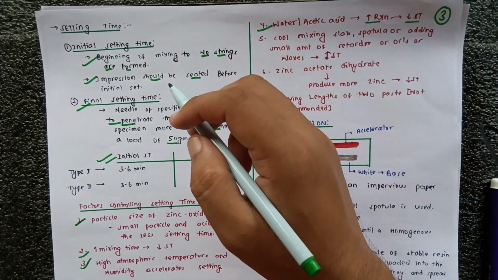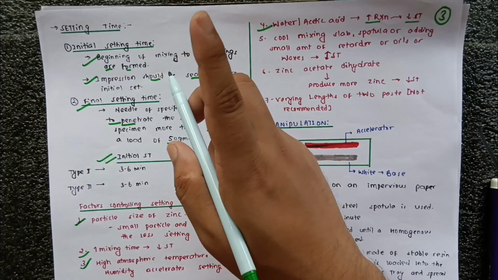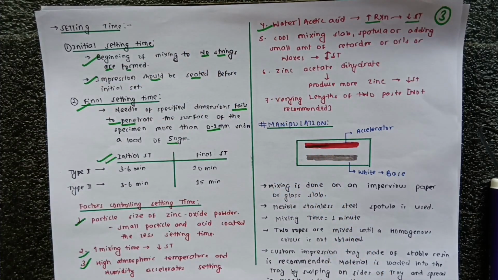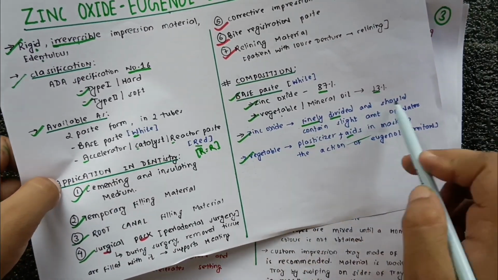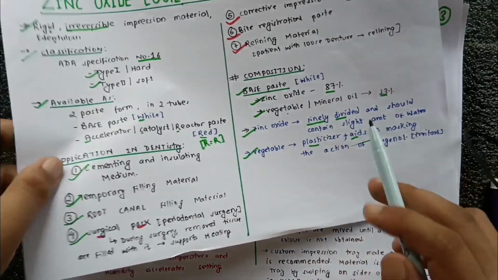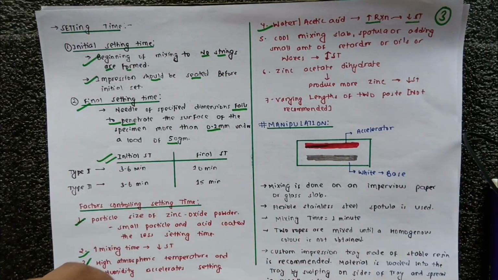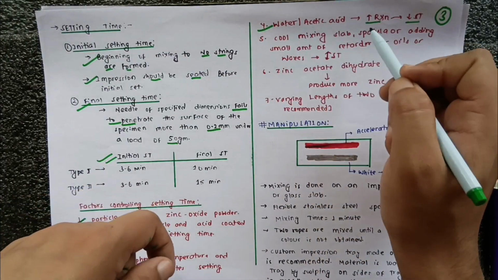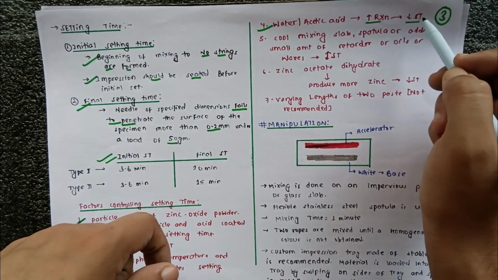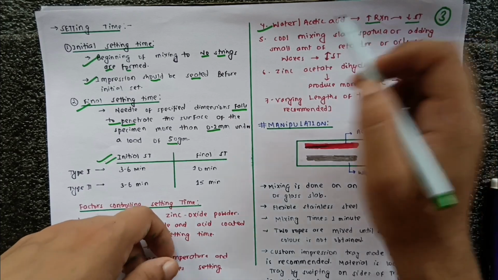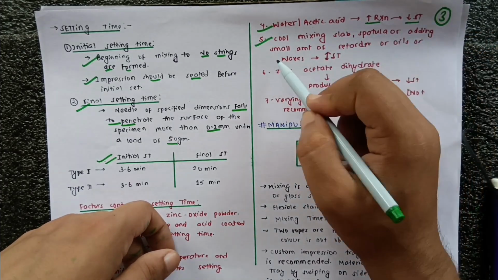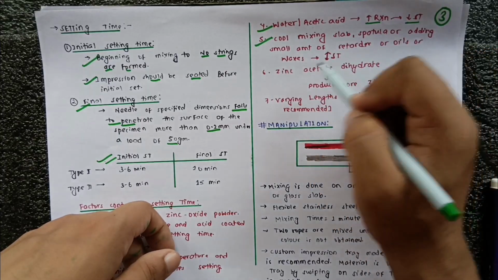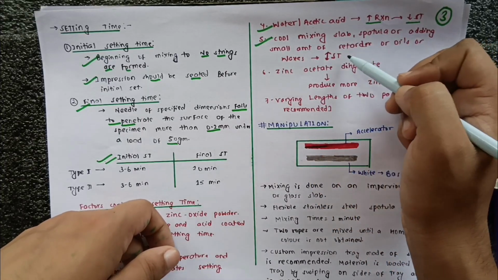In the previous paper I have written about this presence, so I will show you here. Here I have mentioned zinc oxide, finely divided, and it should contain a slight amount of water. So this water or the acetic acid helps in increasing the rate of the reaction and decreases the setting time. After that, in another point, a cool mixing slab, spatula, or adding a small amount of retarder, like oils or waxes, would increase the setting time.